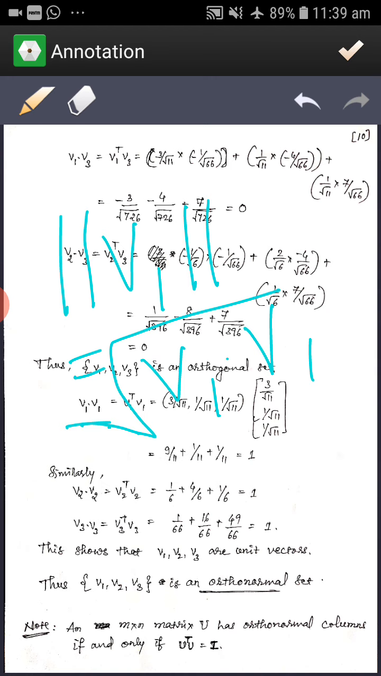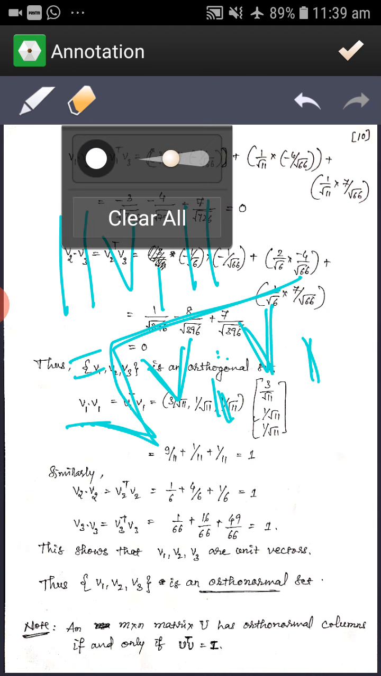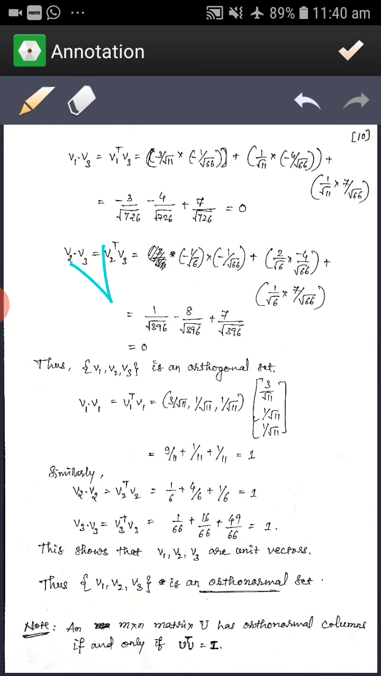Okay, the length of the vector v1 is equal to the square root of v1 dot v1. This we call the length of the vector. Now if we calculate v1 dot v1, we get 1, and the root of 1 is also 1, so we say that v1 is a unit vector. That we can see here.